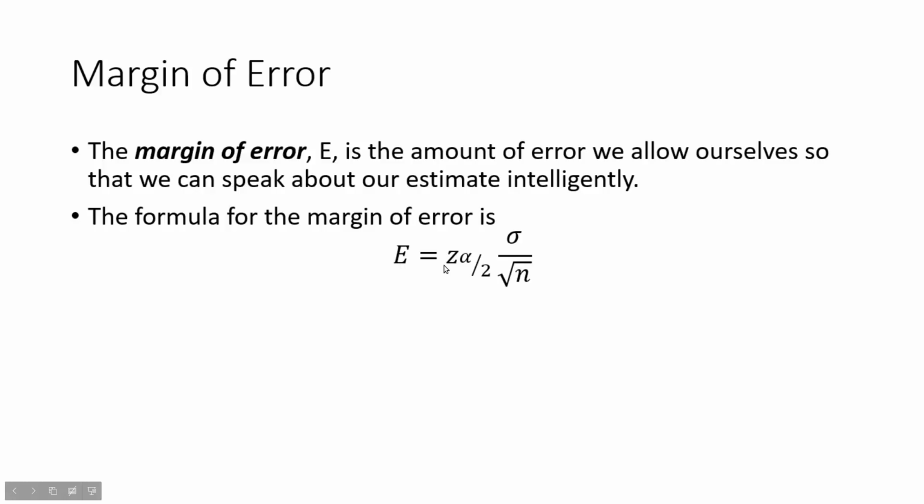E is equal to z sub alpha over 2. And so the alpha over 2 is together. I'm not dividing z sub alpha by 2. I'm dividing alpha by 2, and alpha divided by 2 is the subscript of the z. And then sigma over the square root of n, our standard error of the mean. So our margin of error is this z sub alpha over 2, which we'll talk about in a minute, times the standard error of the mean.